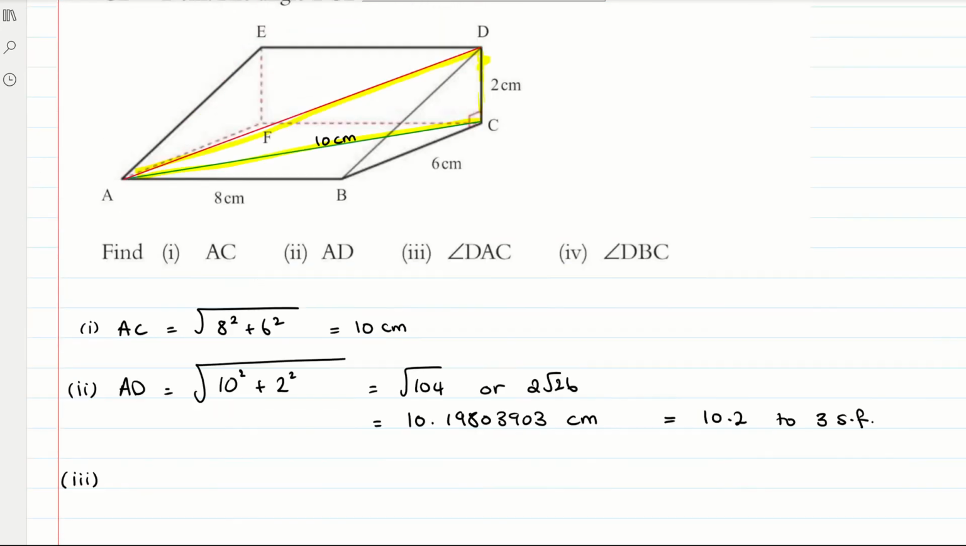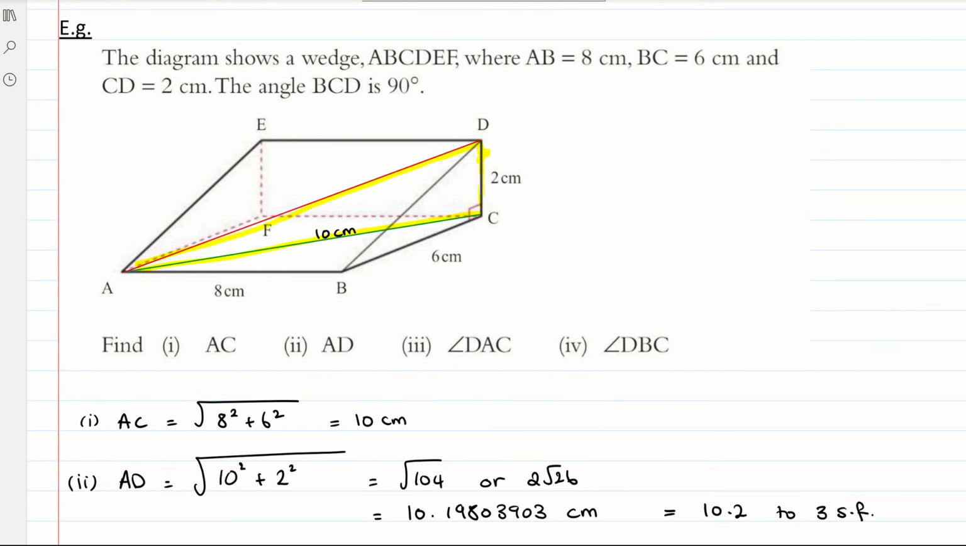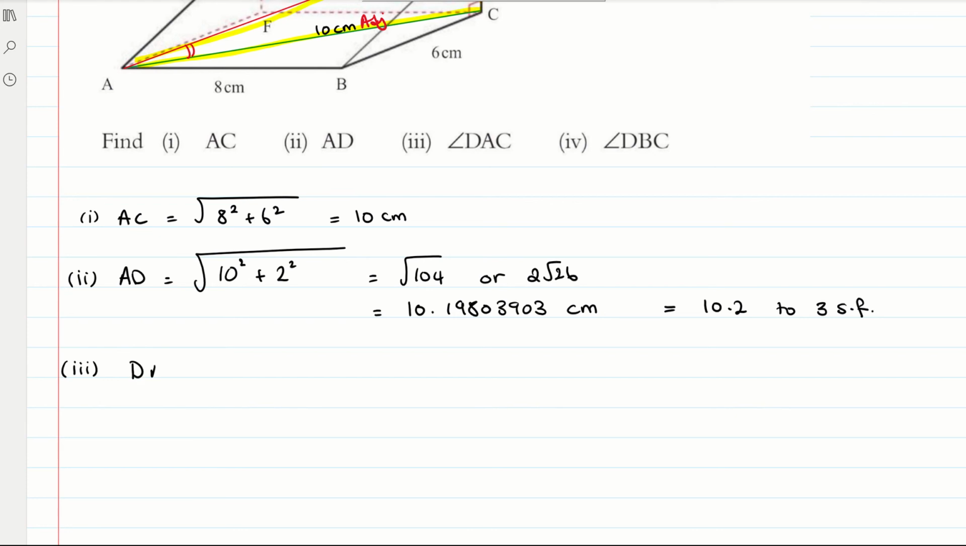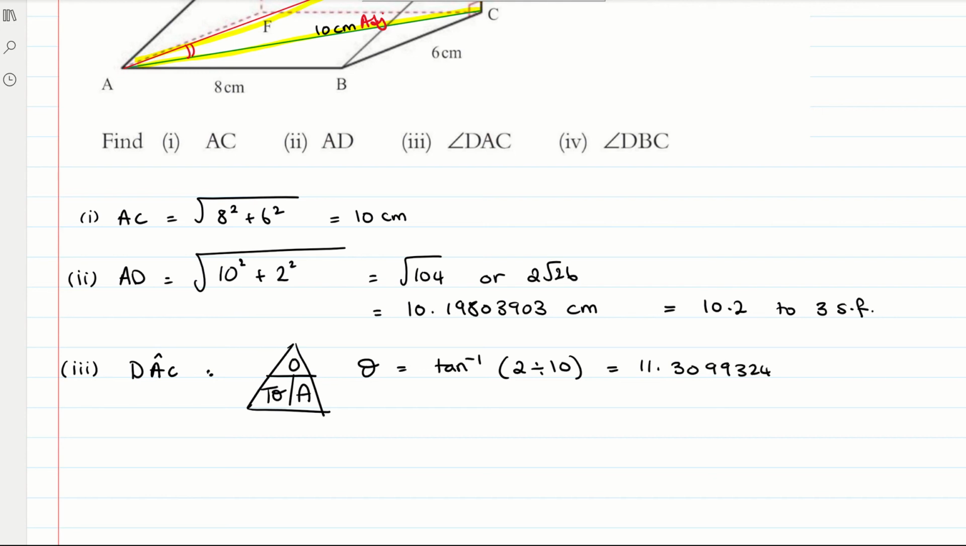And then question 3 says find the angle, and this symbol here means the angle. Find the angle DAC. So DAC is here. So that means this is the opposite, this is the hypotenuse, this is the adjacent. So I've got the opposite and the adjacent. I do have the hypotenuse, but it's a long number, so I'm going to use opposite and adjacent, which means that I want to use tan. So TOA, and since I want the opposite, it means theta is tan minus 1, 2 divided by 10, which is 11.3099347 degrees, 11.3 degrees to 1 decimal place.